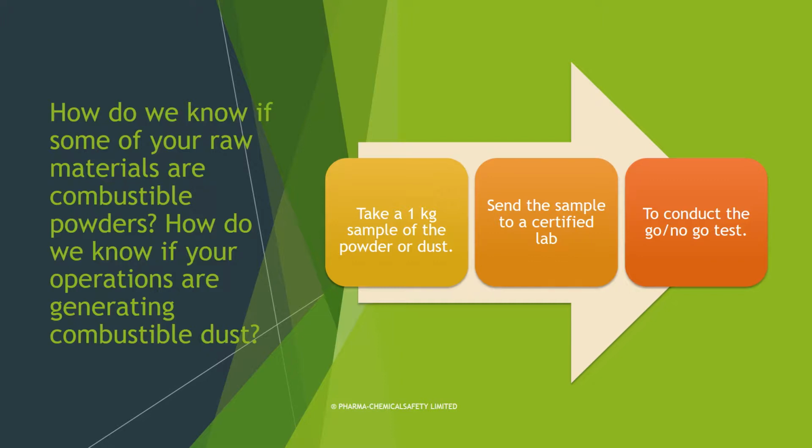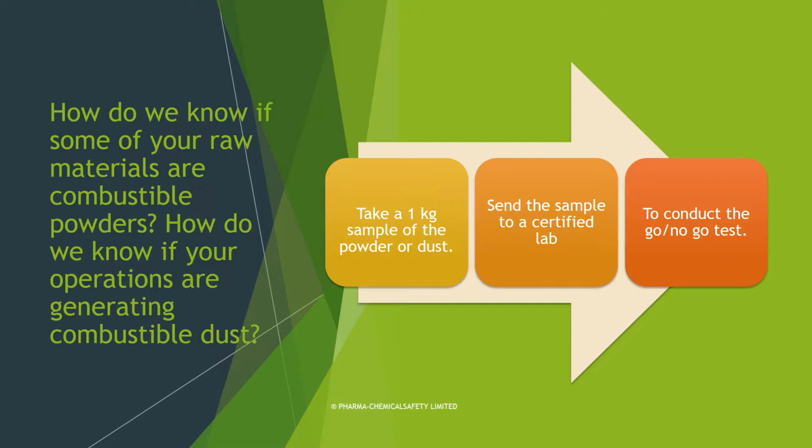But the first thing that we need to know is if we do have combustible powders, if we are getting combustible powders as part of the raw material, or we are generating combustible powder as part of the process. Remember, in the first video of this series, we saw that you can have raw materials and also you can generate dust due to grinding, polishing, blasting, those types of operations. They can generate combustible powder. But there are actually three steps that we need to do.